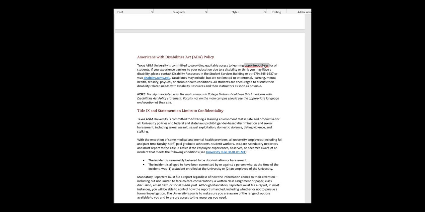So this Americans with Disabilities Act policy states that if you have any type of disability, including learning disabilities or anything like that, I will work with you to make sure that you're on the same level playing field as everybody else.